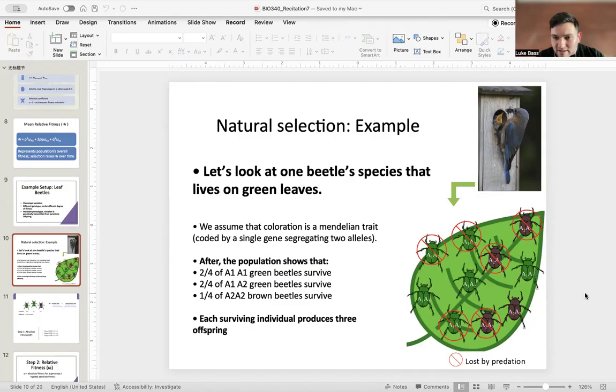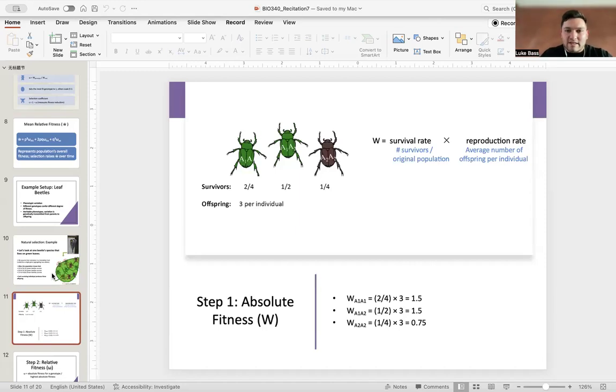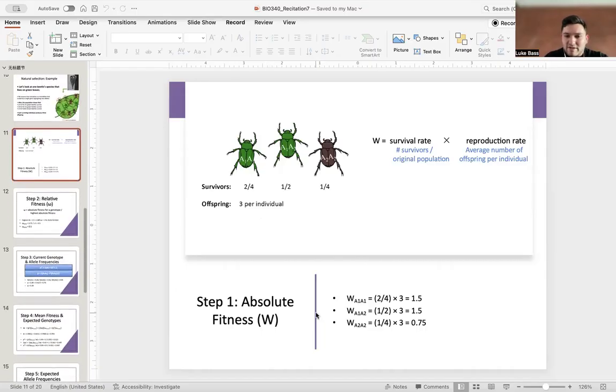that is colored green. So 2/4 of A1 A1 green beetles survive, 2/4 of the A1 A2 green beetles survive, and then a slightly lower percentage, 1/4 of A2 A2 brown beetles survive. So each surviving individual produces three offspring. So looking here, we have W as the survival rate times the reproduction rate. Each beetle produces three offspring, so we can easily calculate the absolute fitness by multiplying the total number that survived by the offspring. You can see A1 A1 and A1 A2 have 1.5 absolute fitness, while A2 A2 has 0.75.